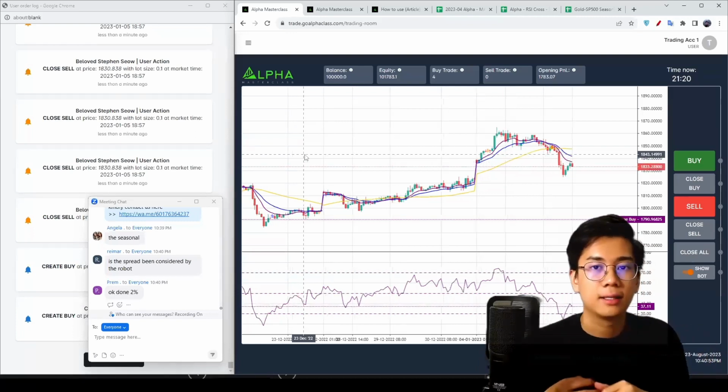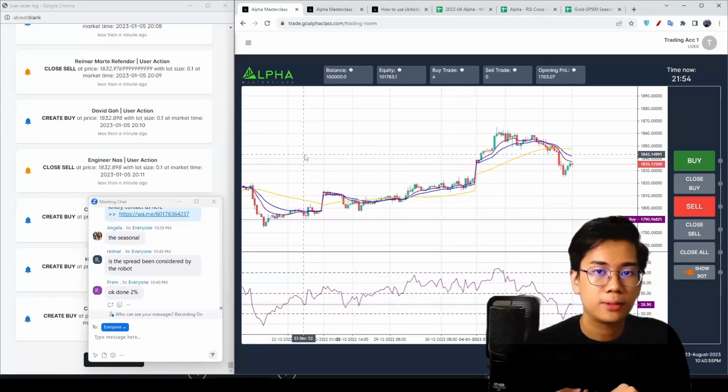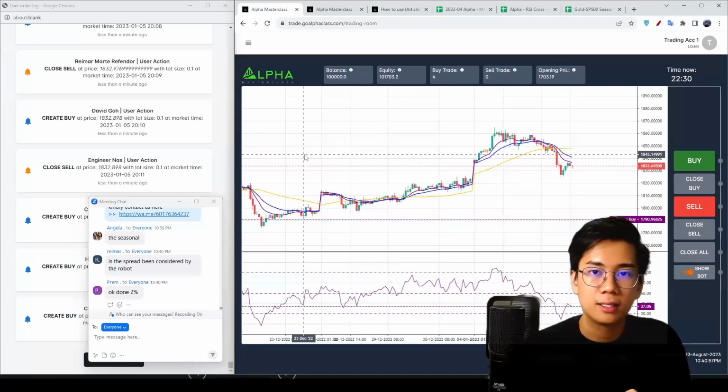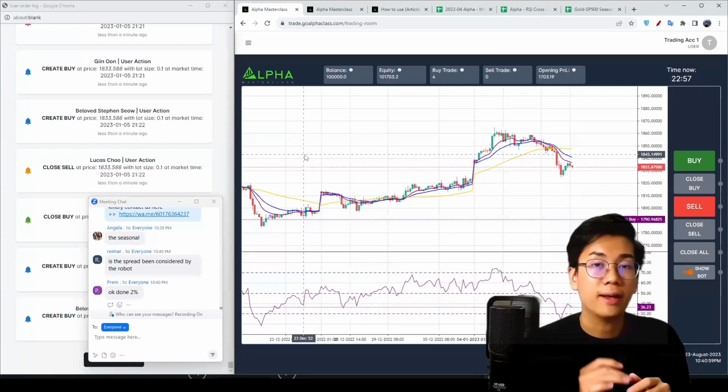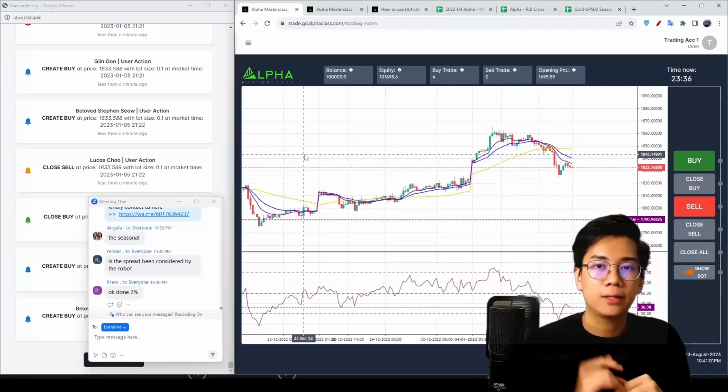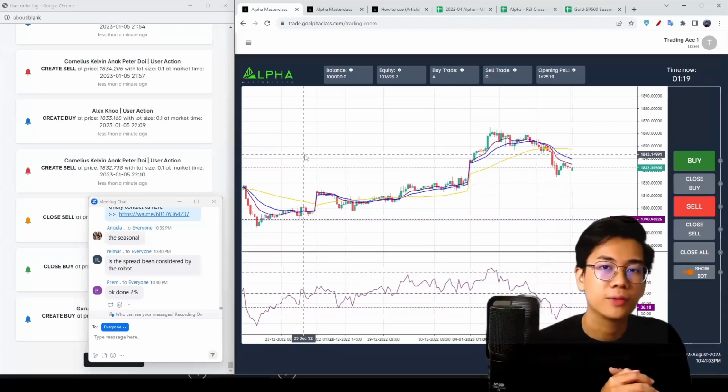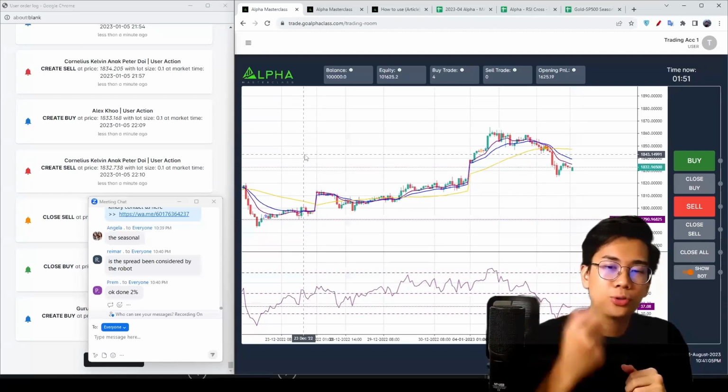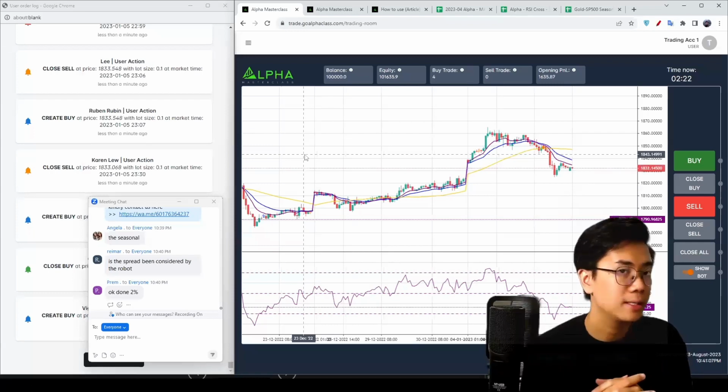Is the spread being considered by the robot? Definitely. Every single trade you enter, there is a spread, meaning that your buy and sell have a cost. So the more you trade, the more cost it will be.